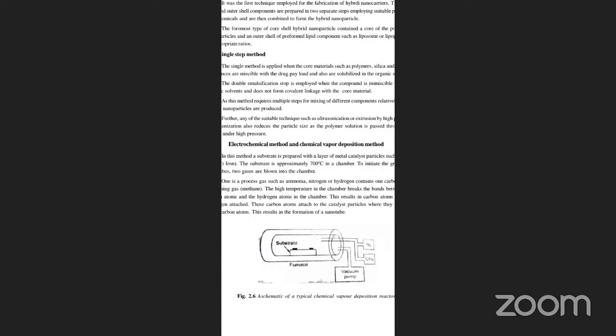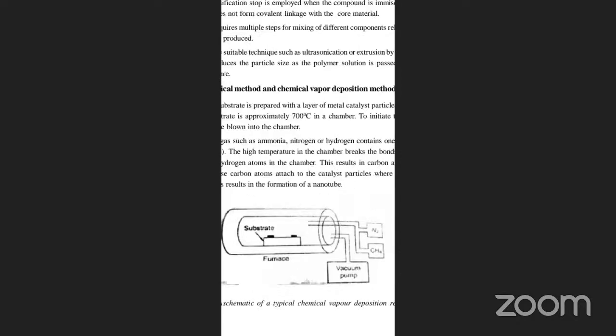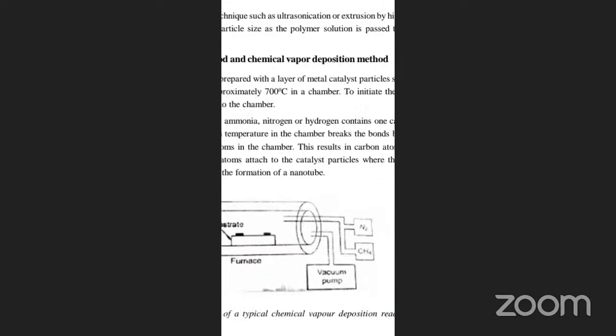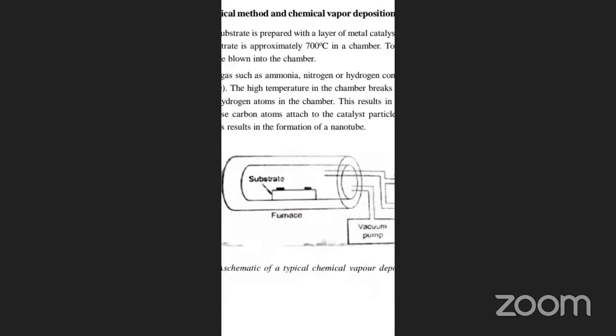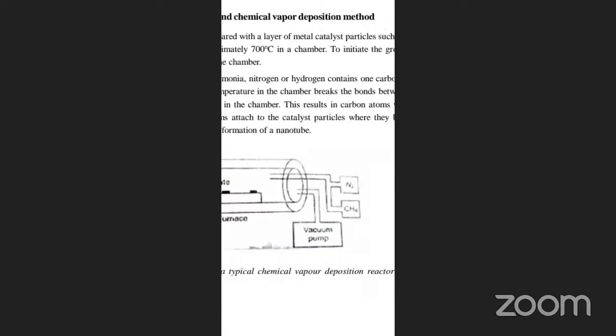Here we see the substrate, furnace, vacuum pump, and methane. This is a schematic of a typical chemical vapor deposition reactor.